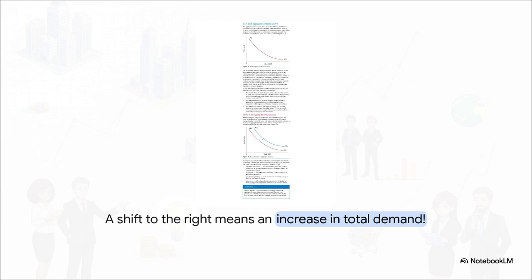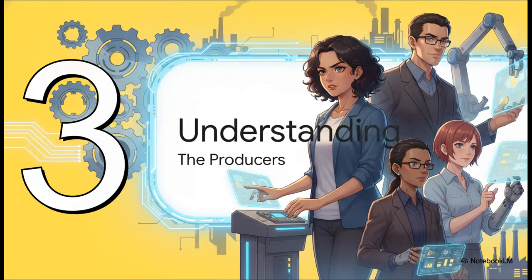Well, it could be a cut in income tax that boosts consumer confidence, maybe a sudden tech boom that drives up business investment, or the government just deciding to build a massive new high-speed rail network. Okay, we've thoroughly covered the buyers. Let's flip the script. Section 3, Understanding Aggregate Supply, where we focus entirely on the producers and the actual physical capacity of our economy.